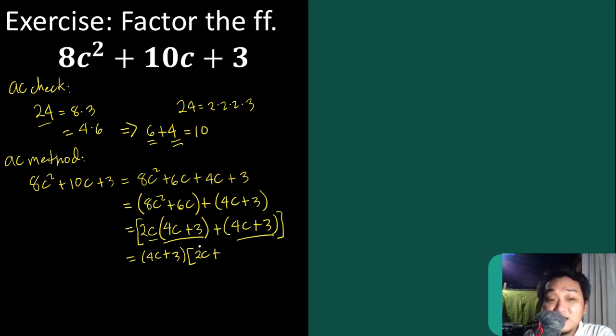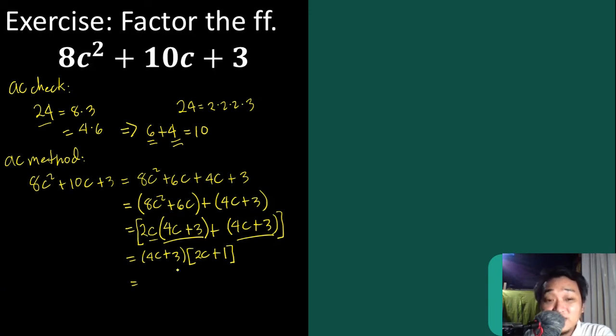Remember, dinidivide lang natin yan. So, 2c times the quantity 4c plus 3 divided by the quantity 4c plus 3 is 2c. Ito naman, 4c plus 3 divided by the quantity 4c plus 3 is just 1. Okay, kala nyo walang number, no? Meron yan. Meron kasi yan dito 1. Hindi na sinusulat yan. Okay.